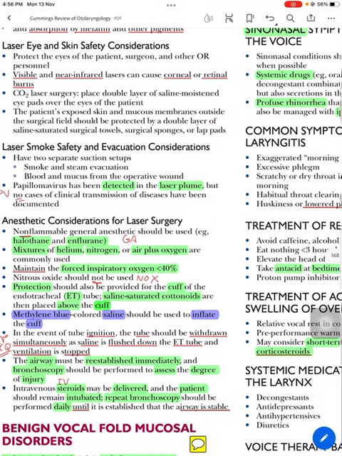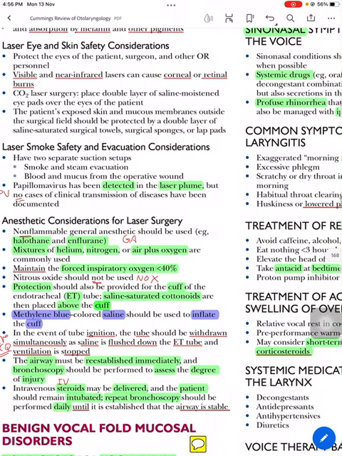It's a very important question: what to do in the event of tube ignition? The tube should be withdrawn simultaneously as saline is flushed down the endotracheal tube and the ventilation is stopped. Then airway established immediately. Bronchoscopy done to assess the degree of injury. Give the patient IV steroid. Patient should remain intubated. Repeat bronchoscopy on daily basis till the airway is stable.